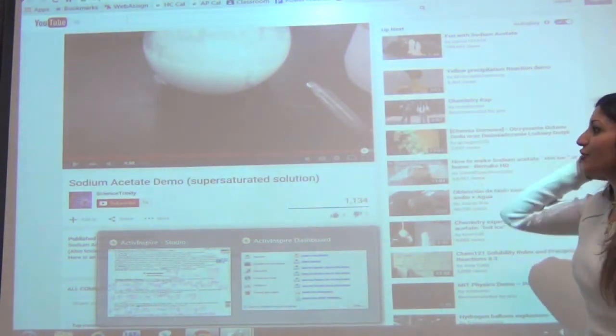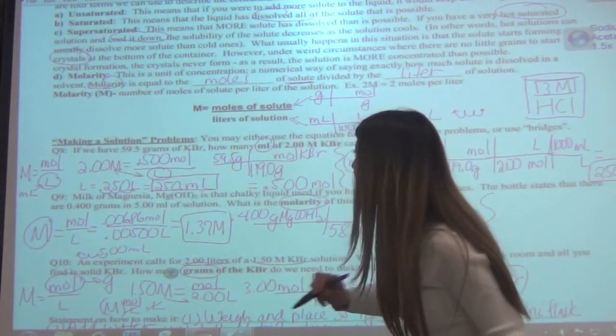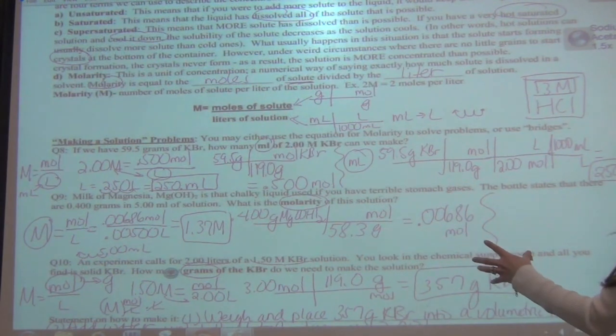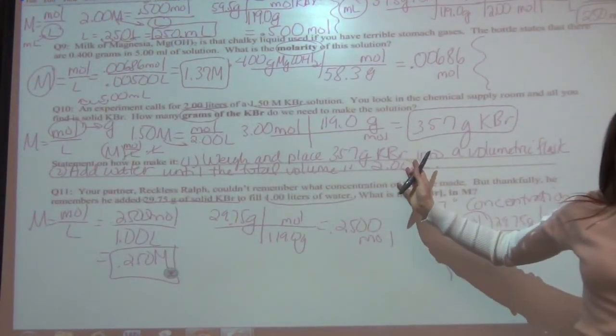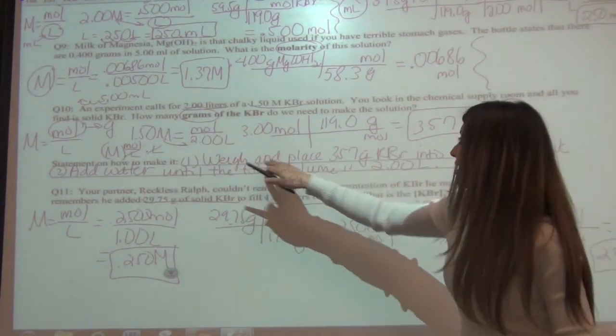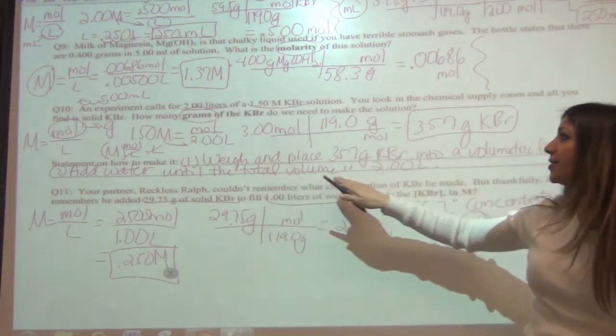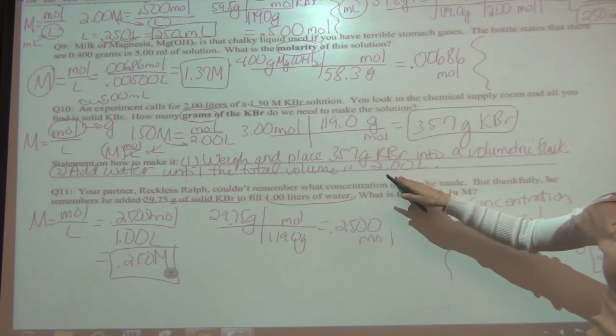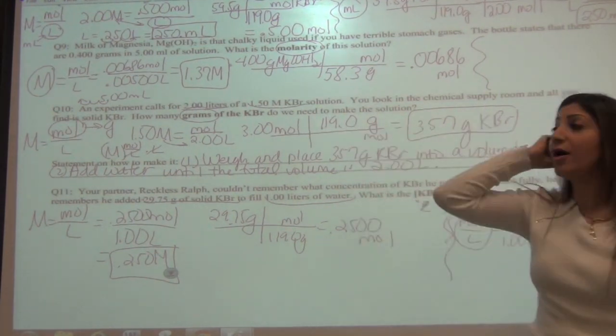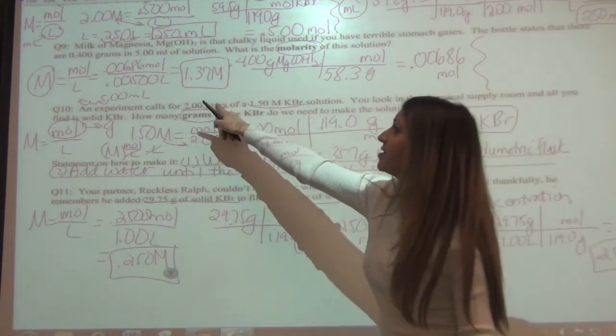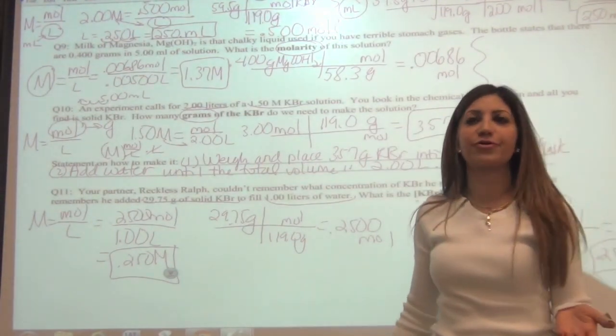All right, so let's come back to the notes here. So when we made a solution, there was a statement that we made. And what we said was, you're going to weigh a certain amount, you're going to put it into a volumetric flask, and then you're going to add water until you get a certain total volume. And so what we said was, you find the volume in the problem. In this case, it was 2 liters, and that's what you want your total to be.